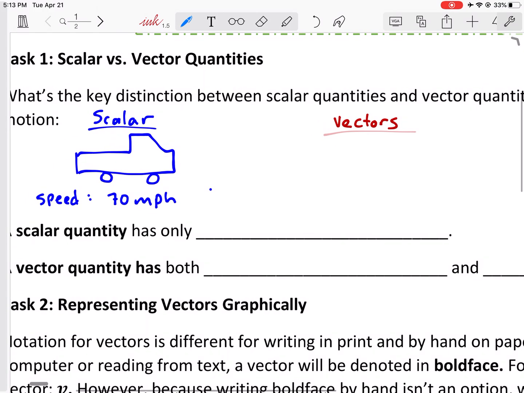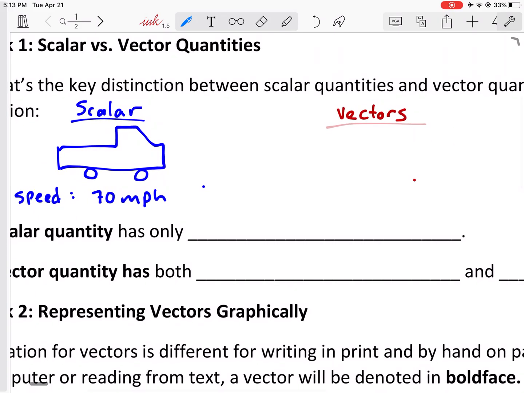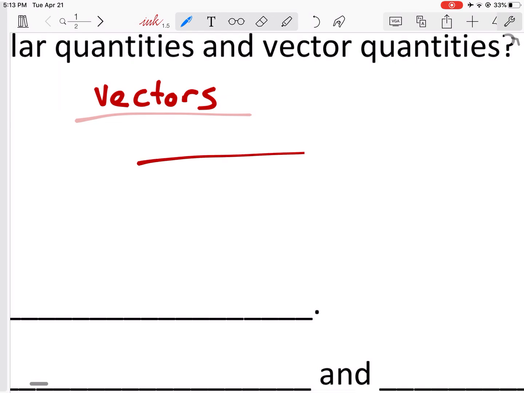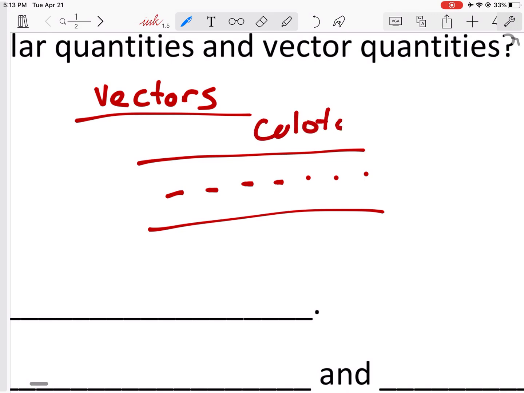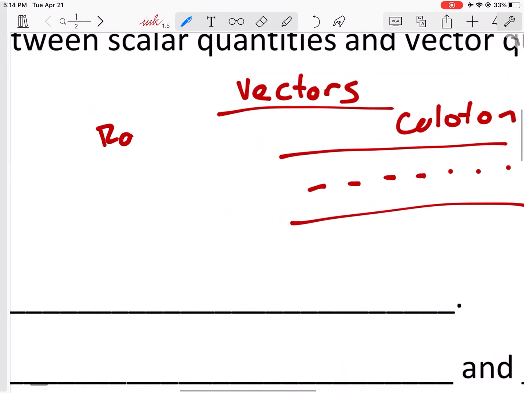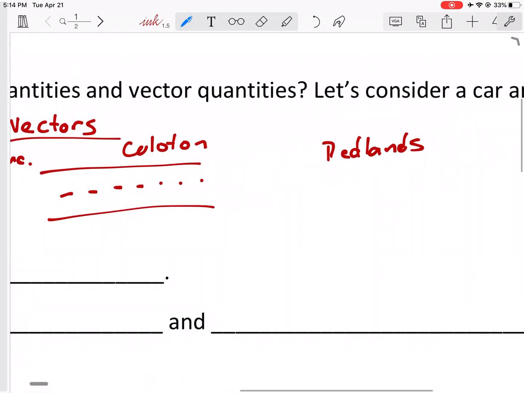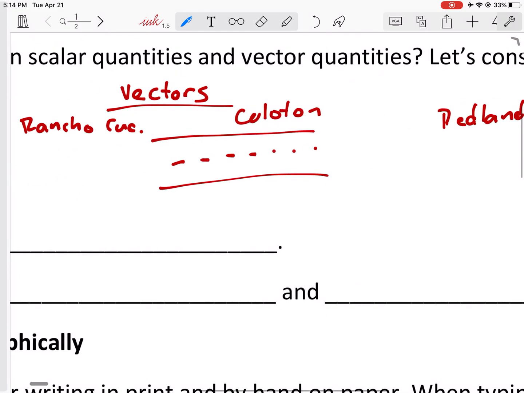If we're going to keep talking about a car and its motion, vectors give us the opportunity to look at the motion in a direction of this car. So imagine this is the 10 freeway. Like here's Colton, and over here is Redlands where I am, and over here is Rancho Cucamonga or something. So the 10 freeway, we have Rancho is to the west, and Redlands is to the east, and here we are in Colton.